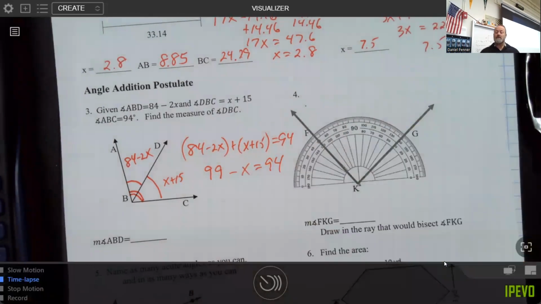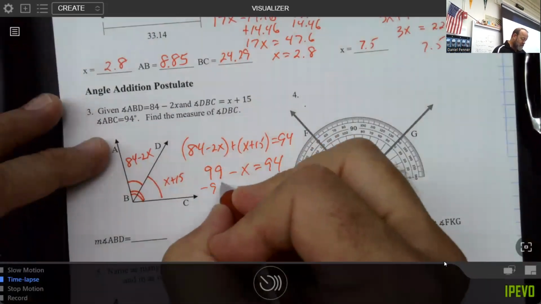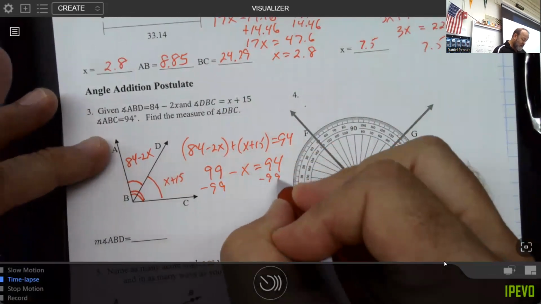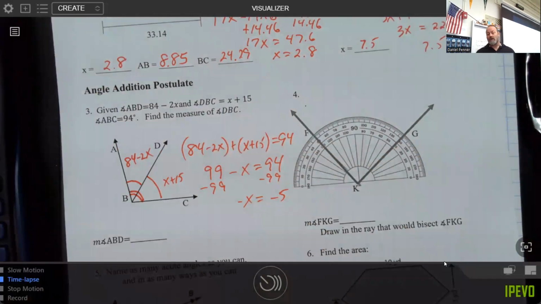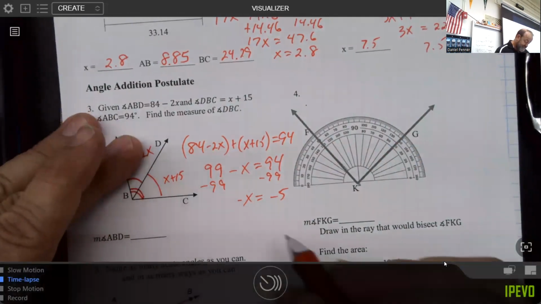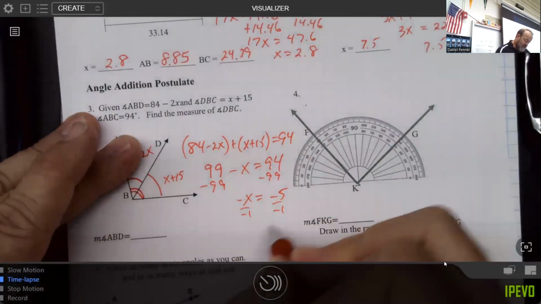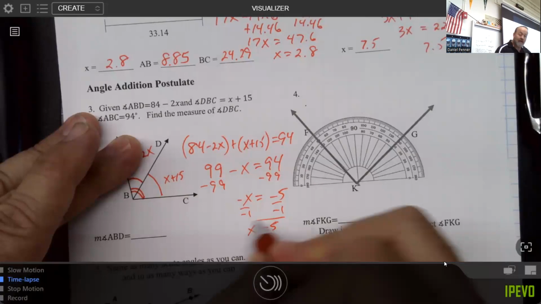And this problem is a little bit of a bummer. I know this confused some people, because when you go to subtract 99 from both sides, you get negative x equals negative 5. And that's unfortunate. We don't really want negative x. So let's divide both sides by negative 1. And that's going to leave me with the fact that x must be 5.